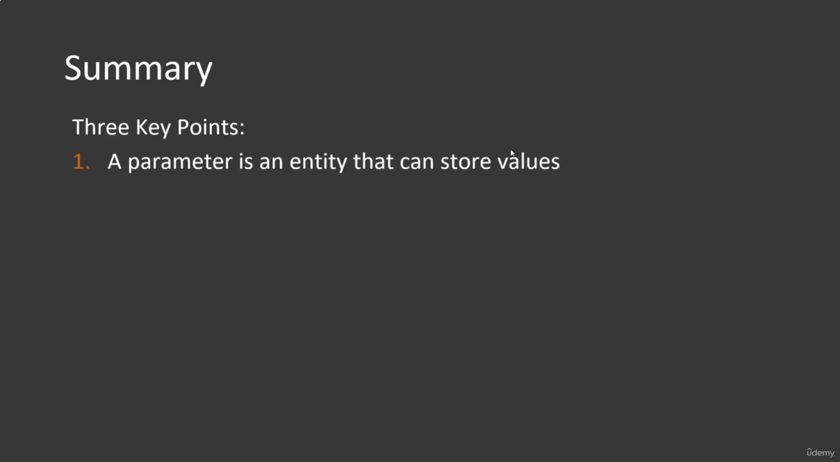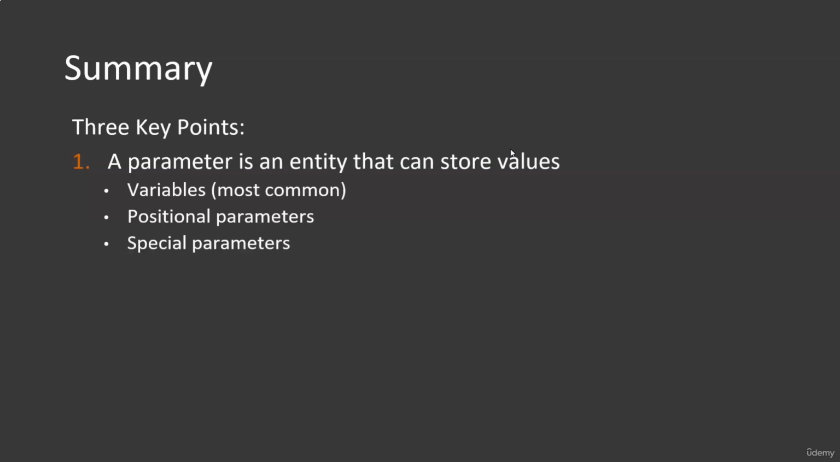Firstly, according to the Bash manual, a parameter is an entity that can store values. There are 3 types of parameters in Bash. There's variables, positional parameters, and special parameters, with variables being the most common type. There are also 2 types of variables, user-defined variables and shell variables. We will cover the other 2 types of parameters, which are positional parameters and special parameters, in a later section of the course.